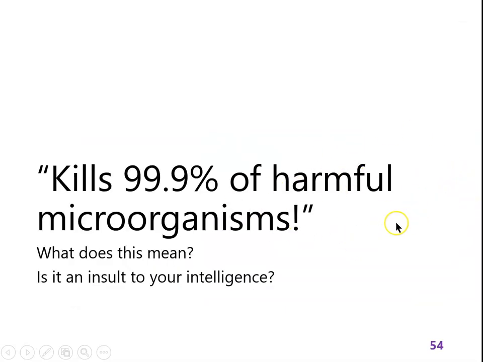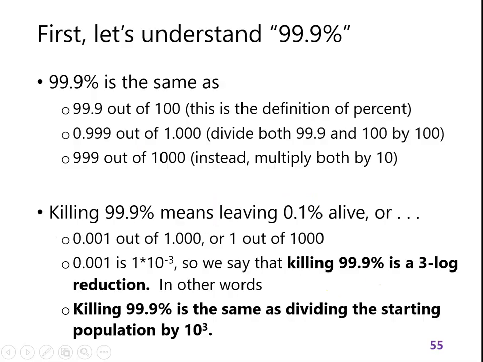This is important. When you see "kills 99.9% of harmful microorganisms," I want you to think through what that means, and I want you to know what it means. I see this often as insulting to my intelligence. Maybe you'll feel the same way. So let's think mathematically about what 99.9% means. 99.9% is 99.9 out of 100. That's what a percentage means.